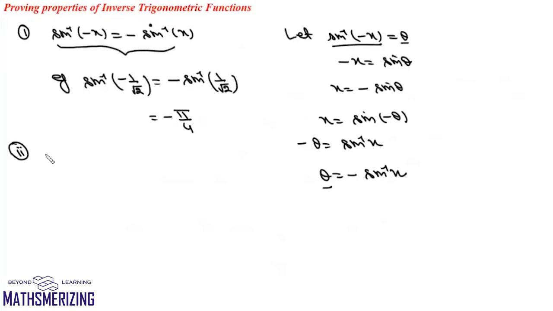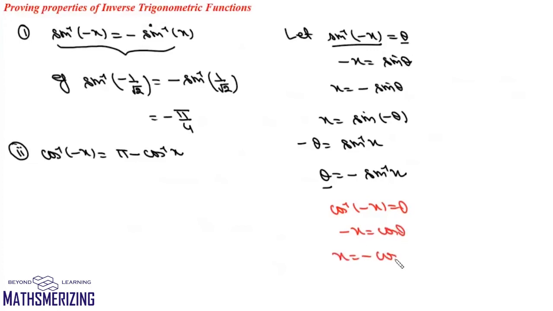Now the second one is cos inverse of minus x. Now cos inverse minus x is pi minus cos inverse x. Now for this, what we'll do is we'll again take this as theta. So we'll write cos inverse of minus x as theta. So we'll write minus x equals cos theta, or x equals minus cos theta. Now here cos minus theta is not minus cos theta, but cos pi minus theta is minus cos theta. So we can write x as cos pi minus theta.